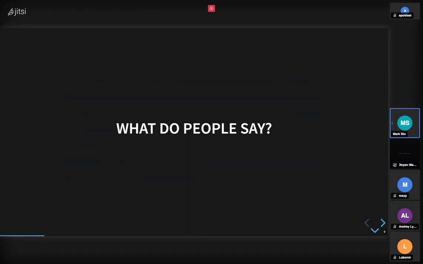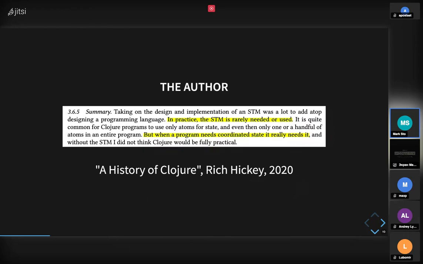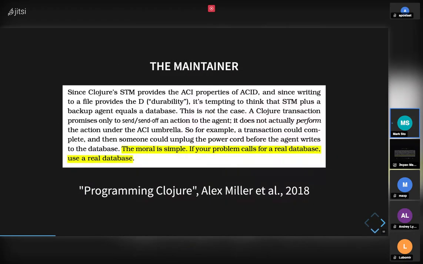So what do people say about such a cool and powerful feature? First, what does the author say about it? Like, in practice, the STM is rarely needed or used. Nice. But when a program needs coordinated state, it really needs it, indeed. Let's also check out what Alex Miller, the current maintainer of Clojure, adds here. If your problem calls for a real database, use a real database. So Alex cautions us against viewing STM and friends as a fully ACID compliant database, which, to be honest, makes perfect sense.